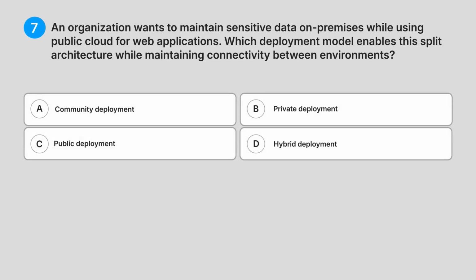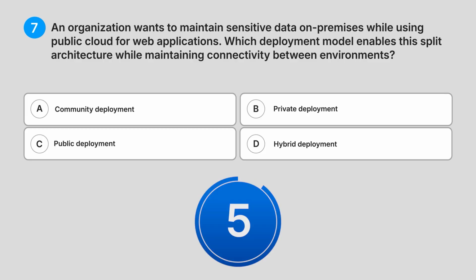7. An organization wants to maintain sensitive data on premises while using public cloud for web applications. Which deployment model enables this split architecture while maintaining connectivity between environments? A. Community deployment. B. Private deployment. C. Public deployment. D. Hybrid deployment. Do you know the answer?